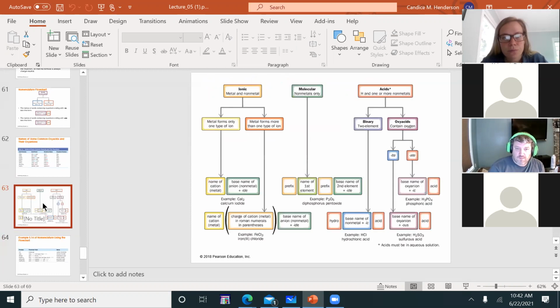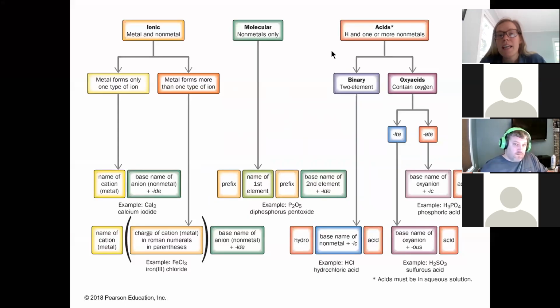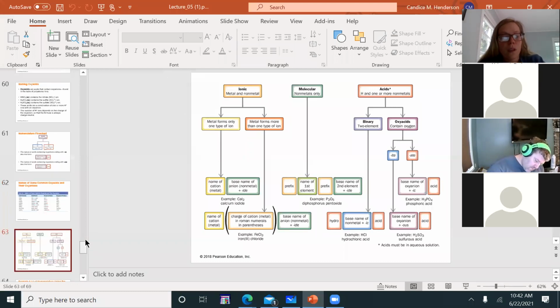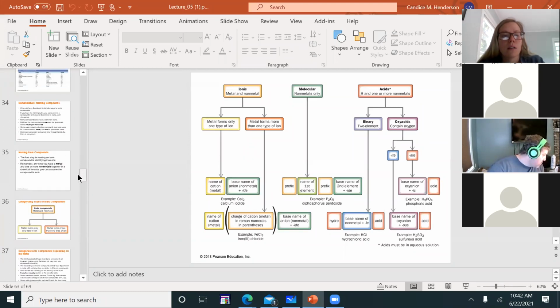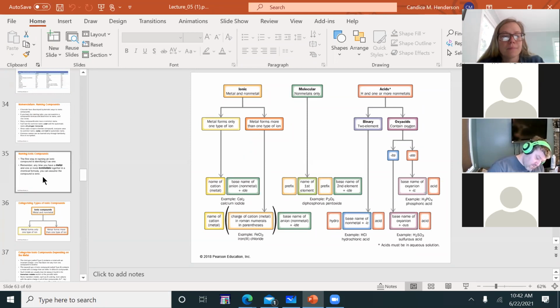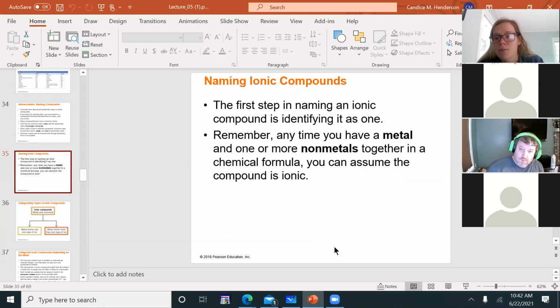This thing right here. So this is kind of the way that you want to move through naming. You want to determine, is it ionic? Is it molecular? Or is it an acid? This has its own way of naming versus this. So ionic or molecular. So we're going to talk about ionic first. If you've decided, I'm pretty sure that this is ionic, it's made of a metal combined with some sort of non-metal, or it's a metal with a polyatomic ion.